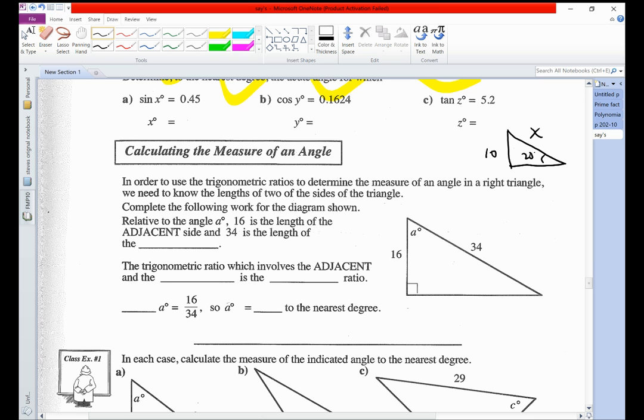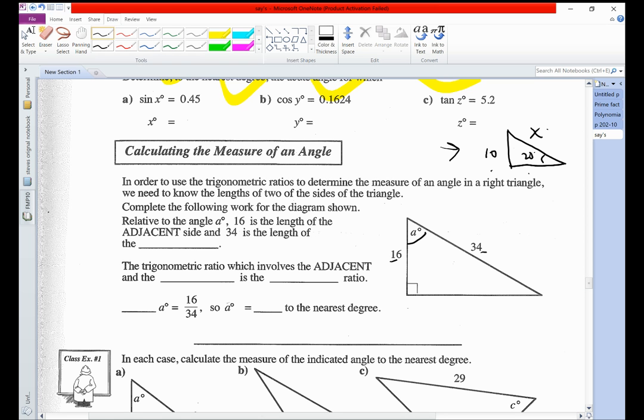When it comes to looking for angles, in this triangle down here, we're looking for angle A, we need to have two side lengths in order to do it. So we need two out of the three pieces of information. It was the same with side lengths up here. We needed two pieces of information to find a third one.